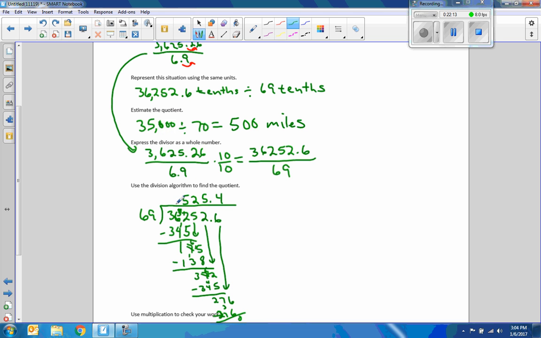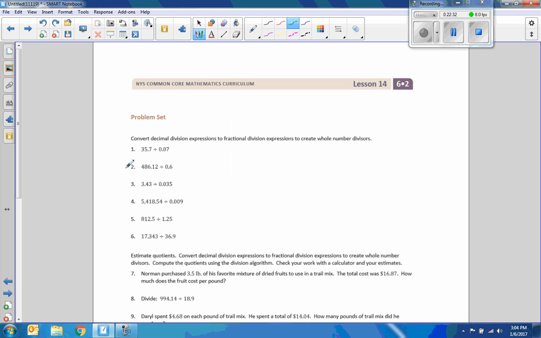So my answer is 525.4 miles per hour. Okay, my estimate was 500. I'm 525 exact. So you always have to check to make sure you were close on your estimation. Okay, and that is the end of lesson 14. Now go do your problem set.